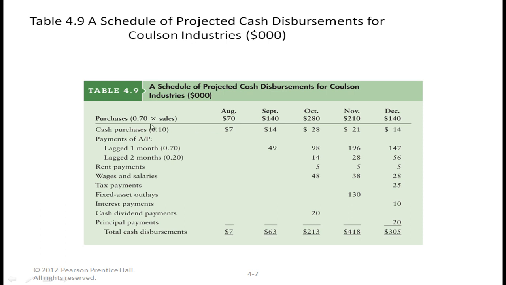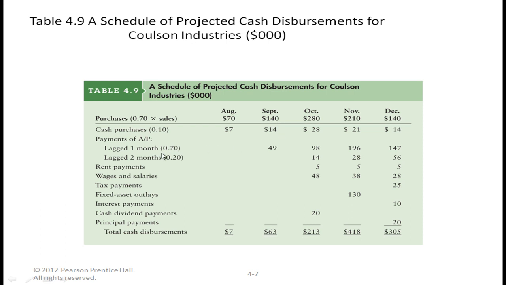And then in the first month, 10% are cash purchases. So 10% of the $70 disbursement will be made in cash. So $7 in the first month, 10% in September, 10% of 140 is 14, etc.